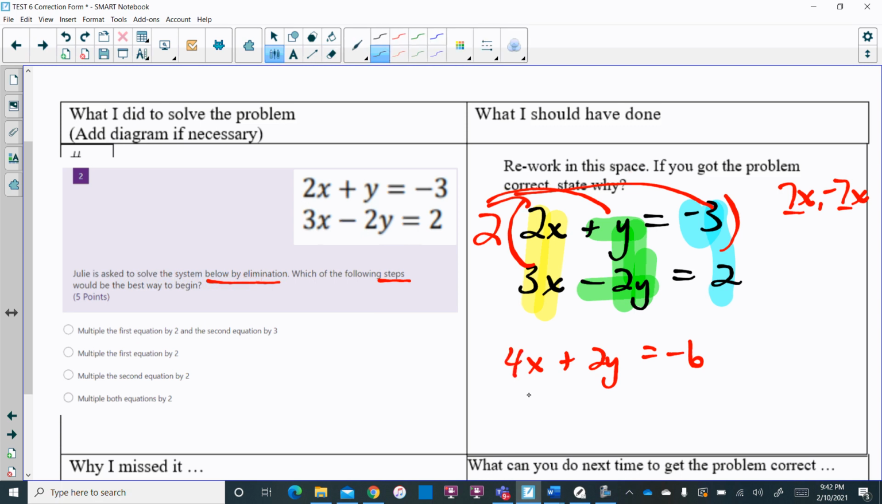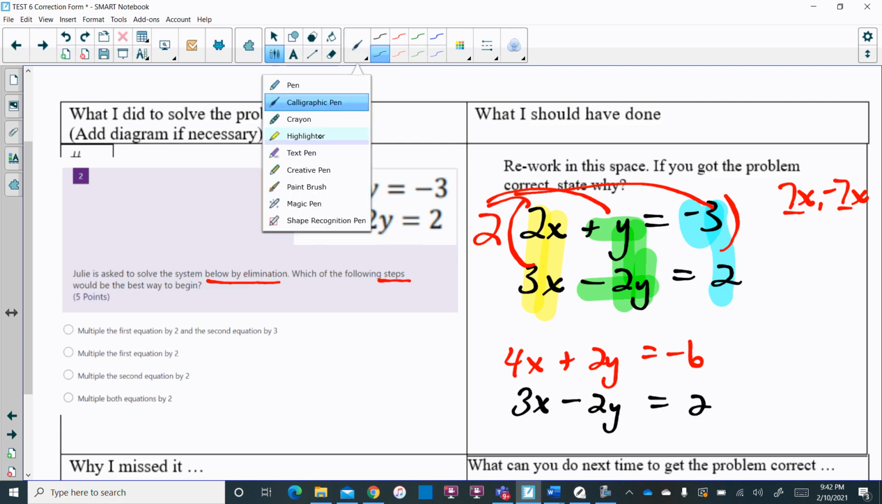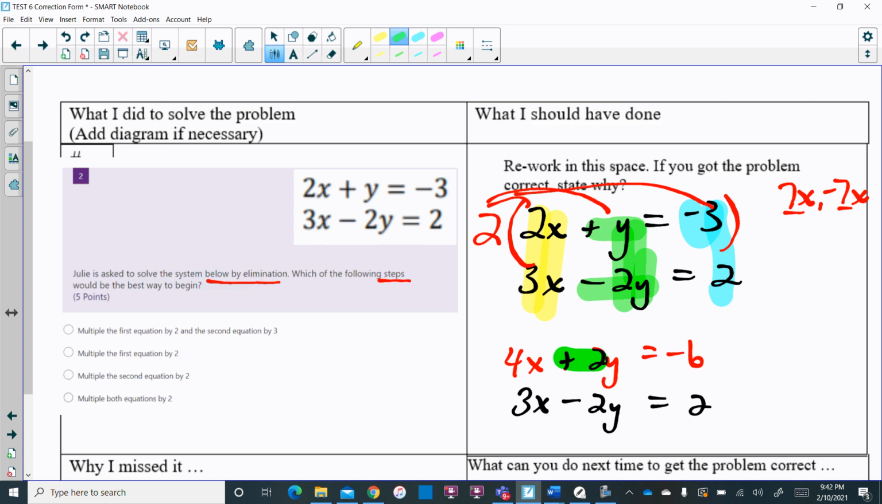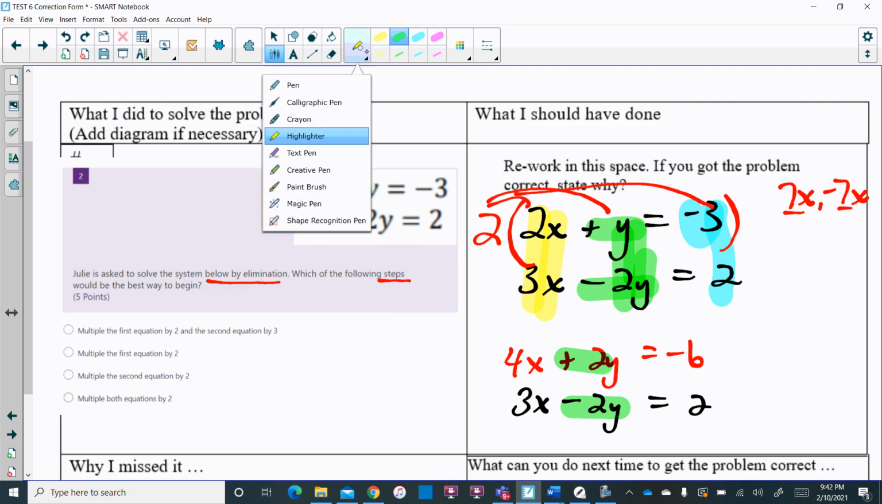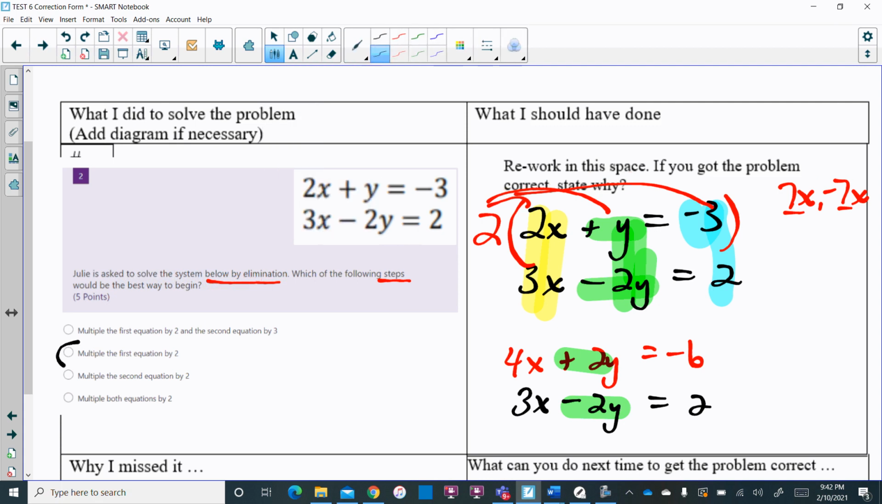And then the bottom equation would have been 3x minus 2y equals 2. And then right there is where we had the opposite terms, because we have a plus 2x and we have a minus 2x. So the first step was just to multiply the first equation by 2. And this was our answer. Multiply the first equation by 2.